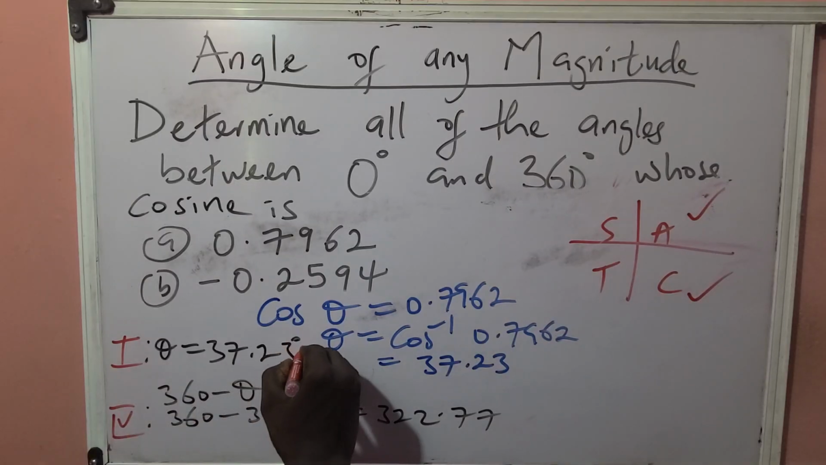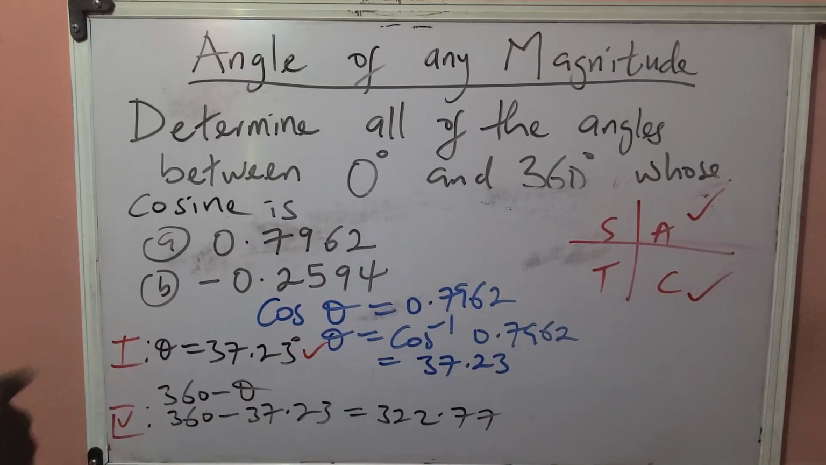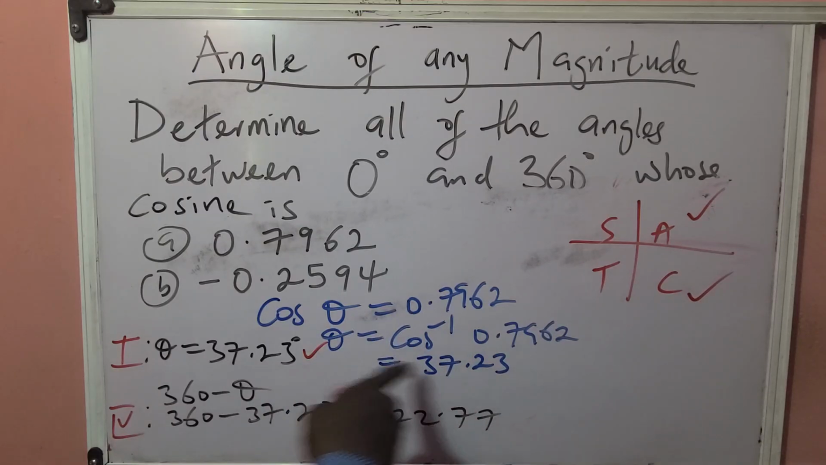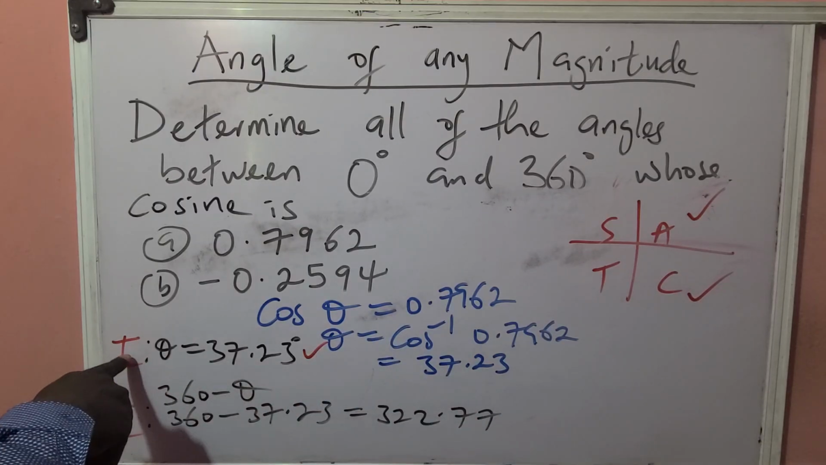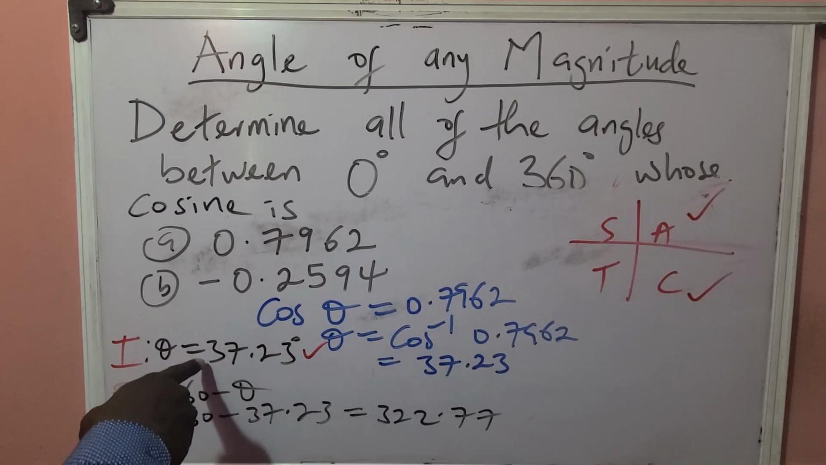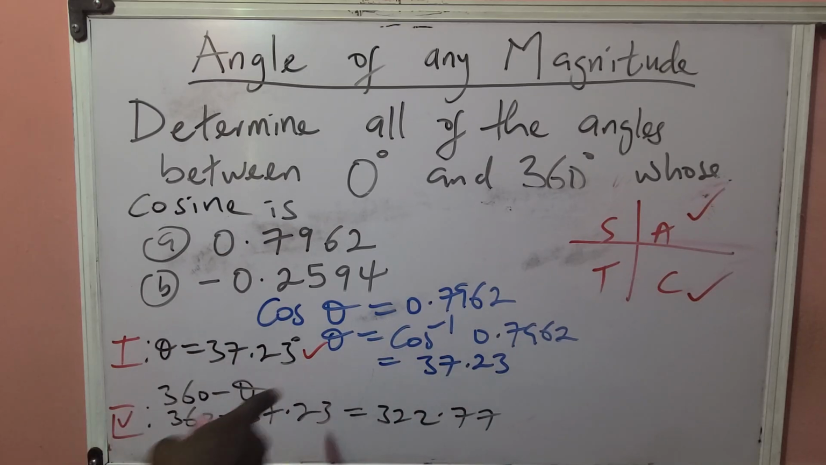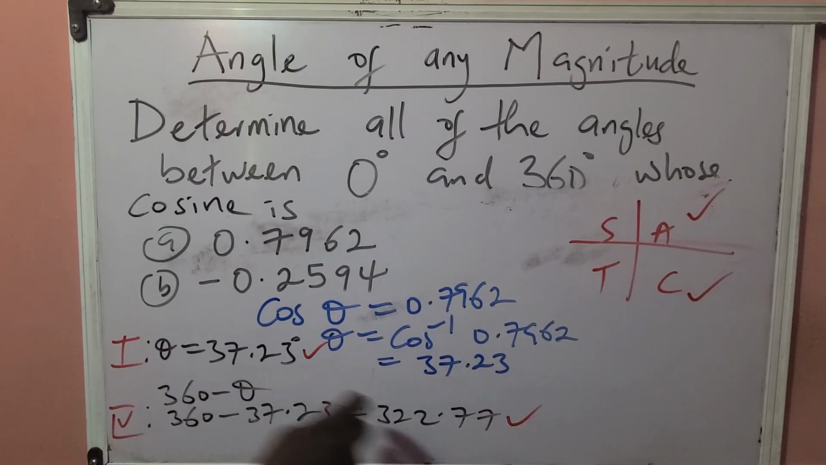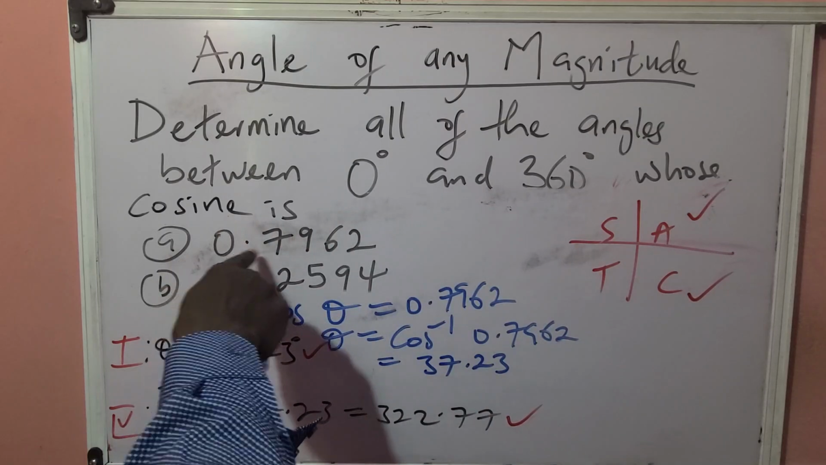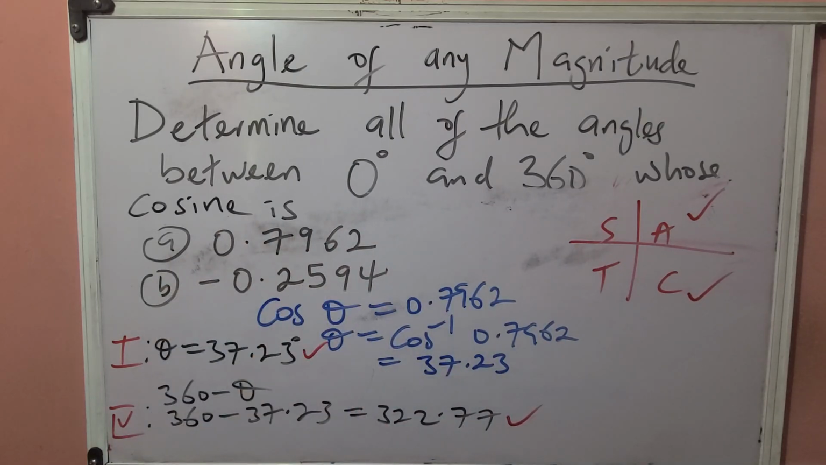So right now we have been able to arrive at our final answer. So we have 37.23. Don't forget, I told you the quadrant is what determines the final answer, not this first one. So since we have quadrant 1 featured, we're able to replicate this here. So 37.23 is one of our answers, and 322.77 is the second answer. So these are our two values whose cosine is this. So that's how you solve this. Let's solve the second question quickly.